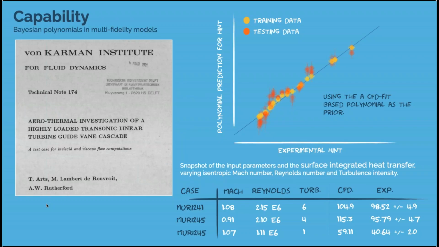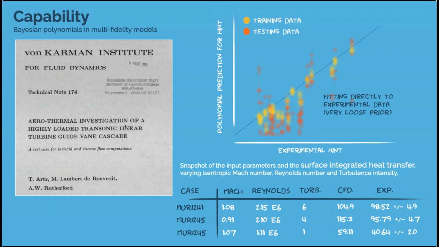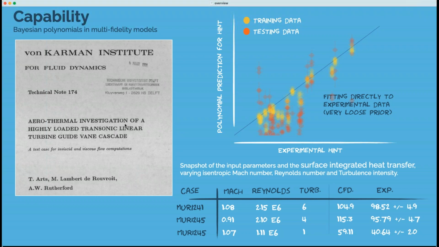Quick question, if you can go back. So essentially you have your CFD, so your model, then you approximate it by a polynomial, right? And then you take these coefficients as your prior to build a polynomial on the experiments.